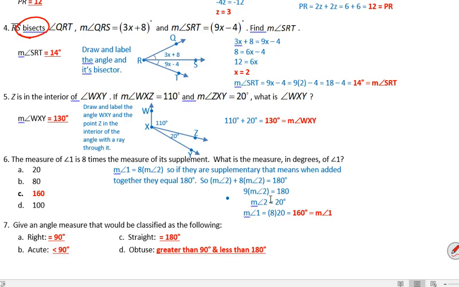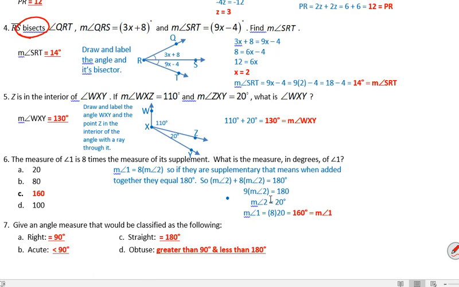Notice the arcs that I have on the two angles. When we have that, that tells us that the angles are congruent. So we're going to set those two equations equal to each other. And then we're going to get x is equal to 2. Again, we have to plug that back into the equation for SRT, which is the 9x minus 4. That gives us 14 for the measure of angle SRT.